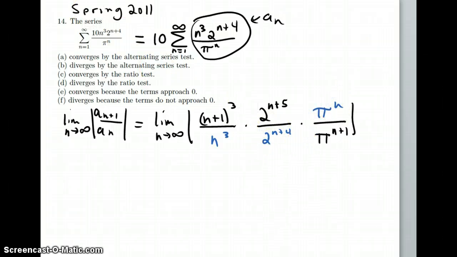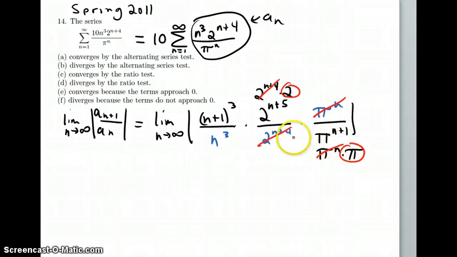And so the parts of a sub n plus 1 that can be factored out to cancel with the other parts, that's where we go next. This 2 to the n plus 5 we rewrite as 2 to the n plus 4 times 2. This pi to the n plus 1 we rewrite as pi to the n times pi. And then that'll allow us to cancel 2 to the n plus 4 with 2 to the n plus 4, and pi to the n with pi to the n. What's left over is 2 over pi, and this first limit is just going to go to 1.